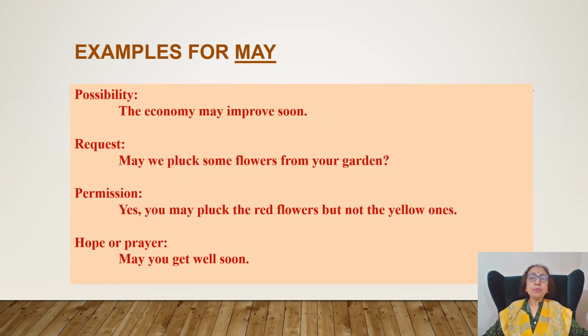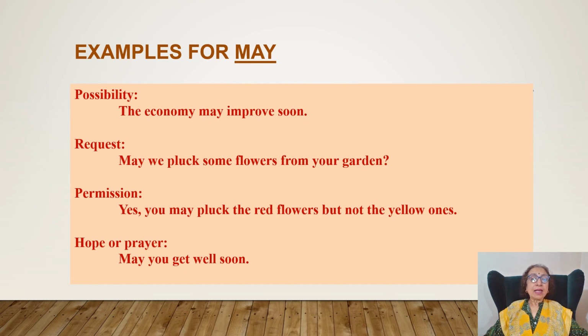Next, we come to the verb may. So, the economy may improve soon. Possibility. It is possible. Economy is improving everywhere now. So, we say possibility. Improve is the verb and may is used to change the form of this verb improve.